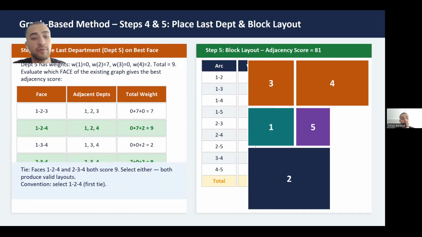Now, for step 4, we place the last department, department 5. Its weights to the placed departments are, as you can see here. We evaluate which face of the existing graph gives the highest adjacency score for department 5. Here we can see that the 1, 2, 4 and 2, 3, 4 faces are the best. When a tie occurs, either is a valid choice. Both produce different but equally scored layouts. By convention, we select 1, 2, 4 as the first tie encountered.